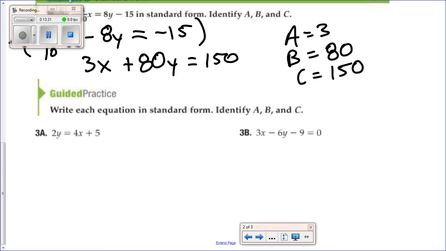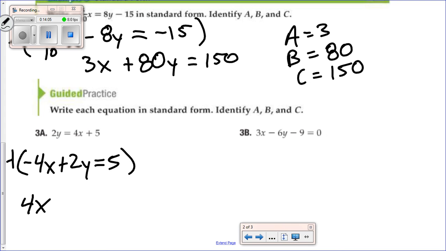Alright, so after you had an opportunity to practice those, here's what these should have looked like. In 3a, we should have been moving the 4x to the left by subtracting 4x from both sides. That would give us negative 4x plus 2y is equal to 5. We're almost in standard form. We do need a to be non-negative, so we need to get the negative out of there. We can do that by multiplying everything by negative 1. When we do that, that gives us 4x minus 2y is equal to negative 5.